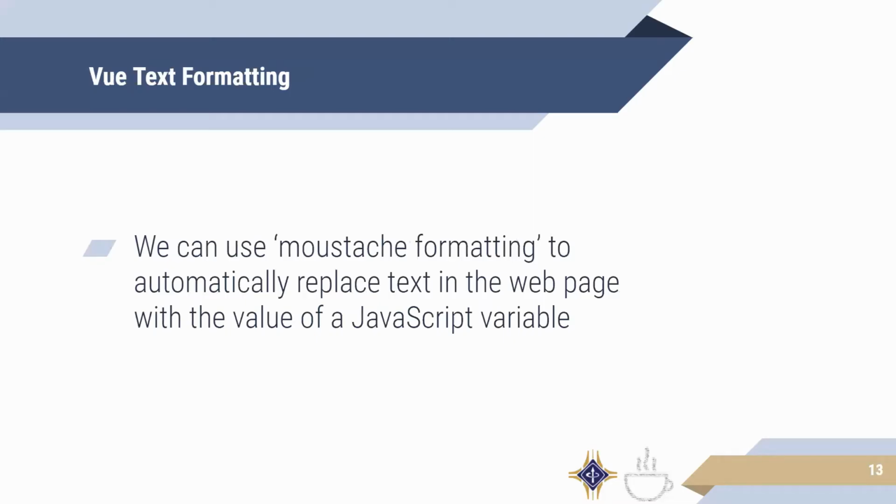Second thing to know about Vue is the idea of mustache formatting. What that does is you can put a JavaScript variable name in the HTML of your website and surround it by 2 curly braces. And when you do that, Vue will automatically search for those and replace that entire sequence with the value of the JavaScript variable.